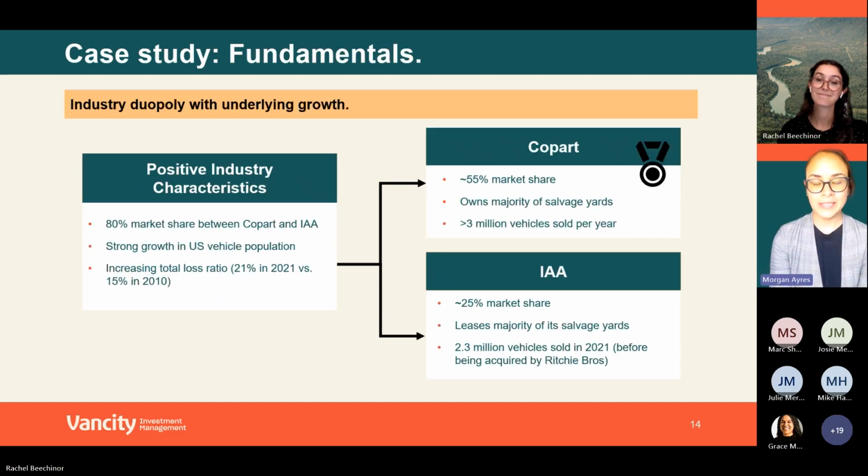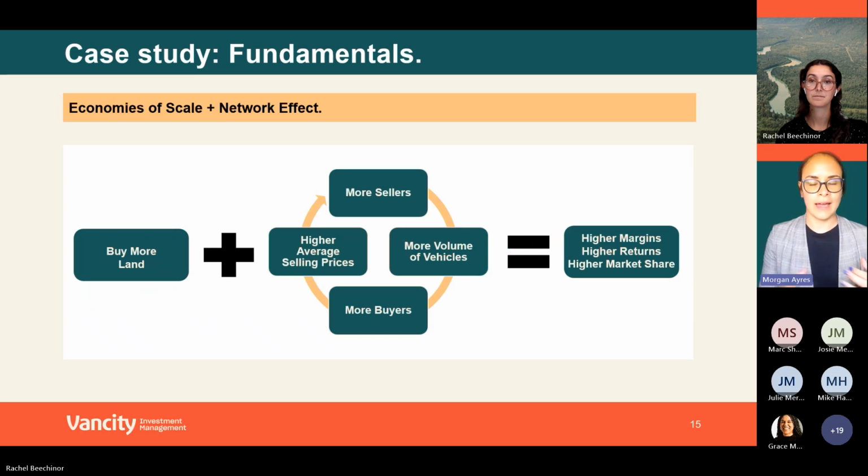And then quickly from a fundamental perspective, like Rachel said earlier, we always start with looking at the industry, and Copart's industry is very attractive. They operate within a duopoly, and they also have the largest share between itself and its competitor, IAA. And the result of that is they have higher margins, higher returns, and higher market share. As we saw, Copart has about 55% of the market share, while their competitor has about 25%. And this really lends itself well to generating very strong competitive advantages. In this case, it's economies of scale and a network effect.